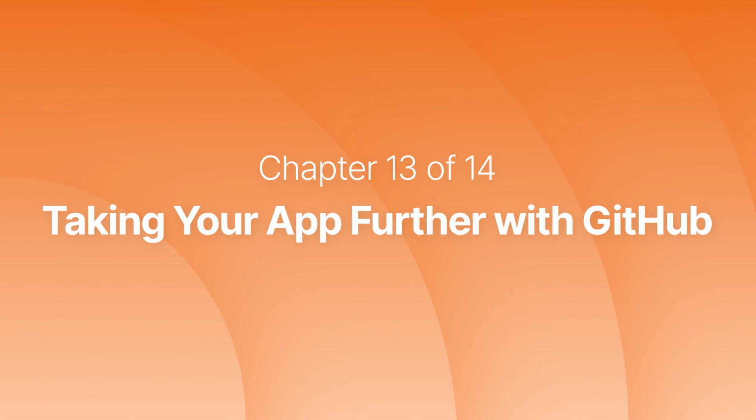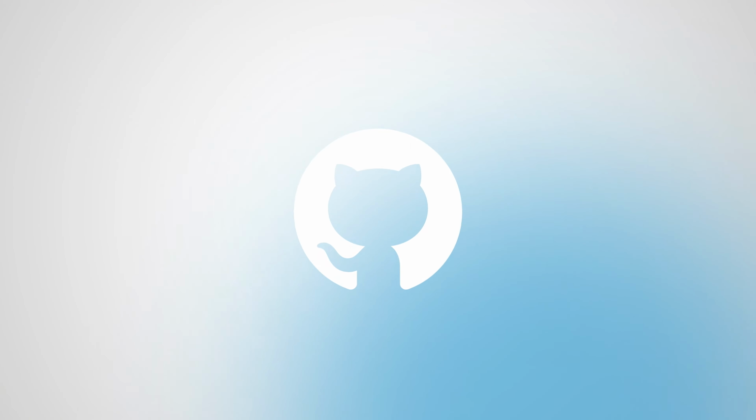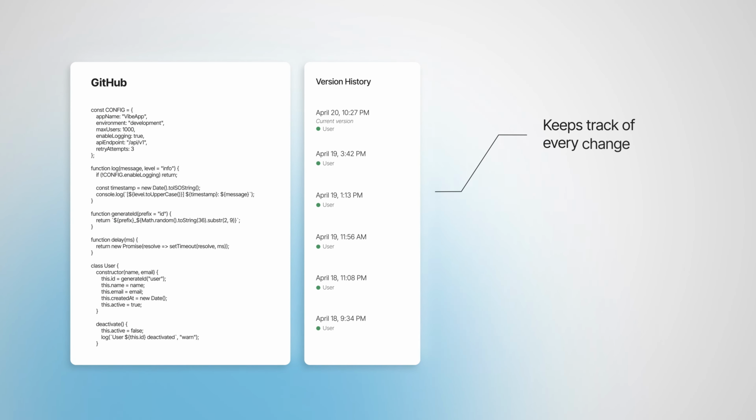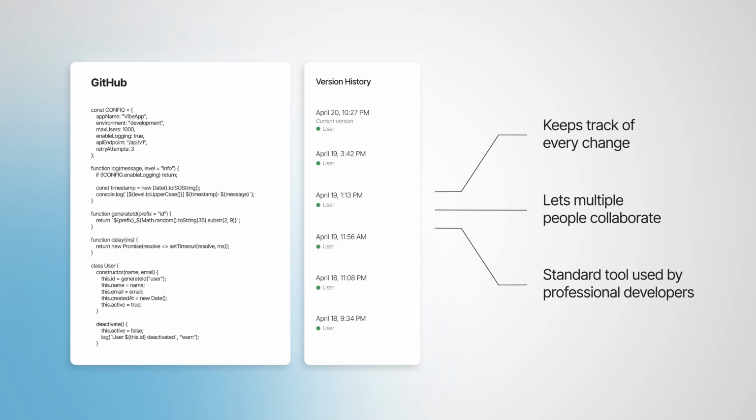And the next thing I want to show you is actually the answer to most of these concerns. If you're not familiar with GitHub, it's where developers store and manage code. Think of it like Google Docs, but for code. It keeps track of every change, lets multiple people collaborate, and it's the standard tool that professional developers use. Base44 has a GitHub integration. When you turn it on, all the code behind your app, everything Base44 generated, gets pushed to a GitHub repository, a place that you own and control.